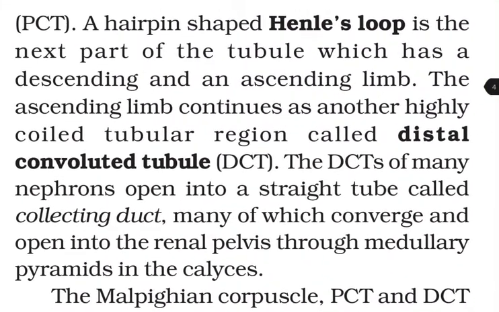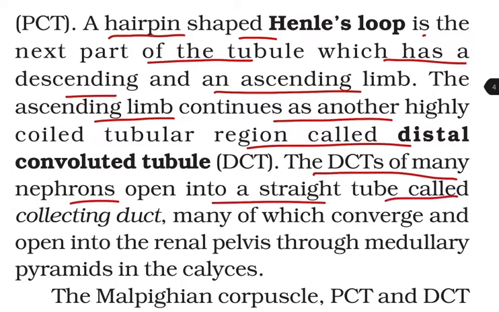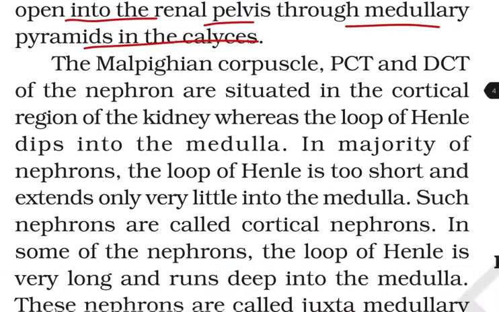That is PCT. A hairpin-shaped Henle's loop is the next part of the tubule, which has a descending and an ascending limb. The ascending limb continues as another highly coiled tubular region called the DCT, that is, distal convoluted tubule. The DCTs of many nephrons open into a straight tube called the collecting duct, many of which converge and open into the renal pelvis through the medullary pyramids in the calyces.